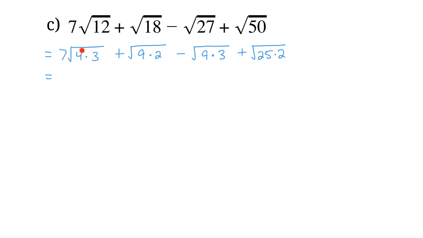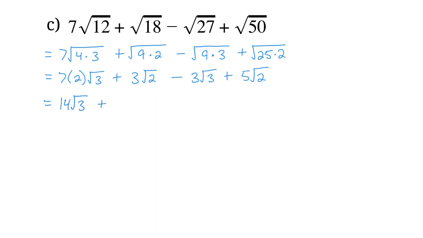So this square root of 4 turns into 2, so we're going to have 7 times 2 times the square root of 3 plus that square root of 9 is equal to 3, so we got plus 3, and we're keeping that square root of 2. Then we got minus another square root of 9, so we'll change that into 3 times the square root of 3 plus, and that square root of 25 turns into 5, keeping that square root of 2, okay? So at the beginning here we have 7 times 2, so we got to actually multiply those together. So 7 times 2 is just 14, and we're keeping that square root of 3.